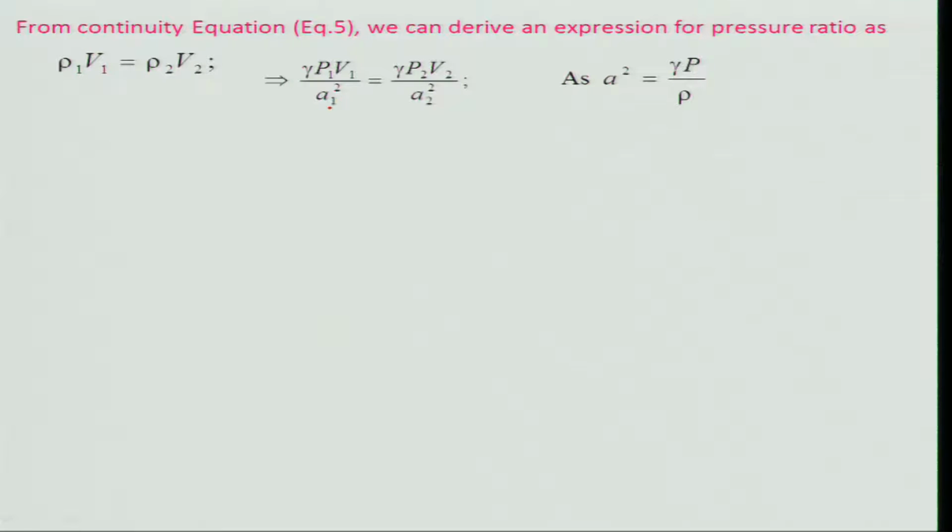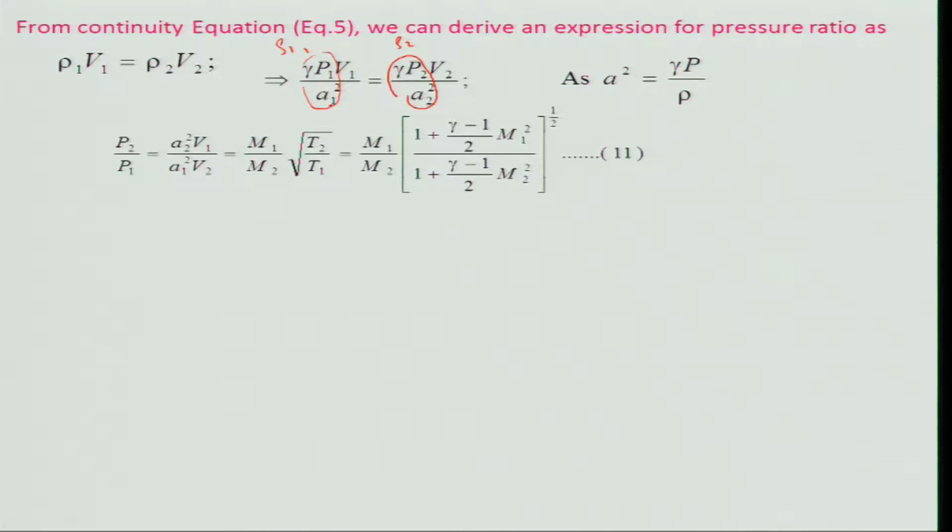That means, what I am doing? I am basically looking at this, the rho 1. Similarly, this is my rho 2. So, I am just expressing this, and what I will do? I will put this in terms of Mach numbers, and if I look at this, I will get P2 by P1 is nothing but A2 square V1 divided by A1 square V2.